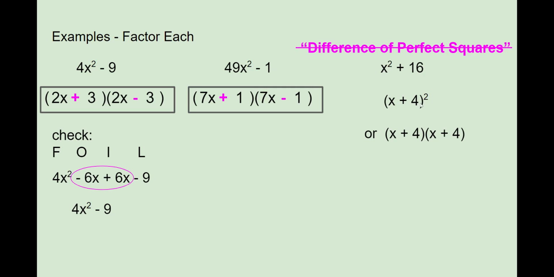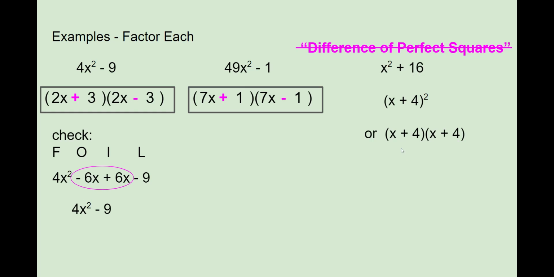The correct way to simplify x plus 4 squared is to take this number x plus 4, and since it's being squared, times it by itself. So you would expand it into this. So these two are equivalent expressions. Neither of them are actually the correct factored form of x squared plus 16.